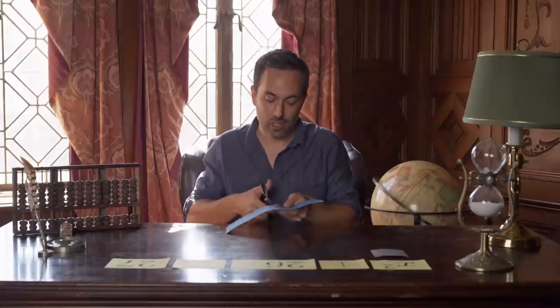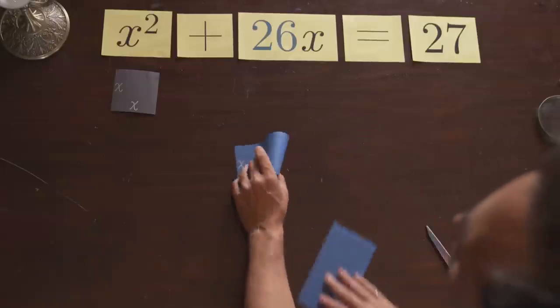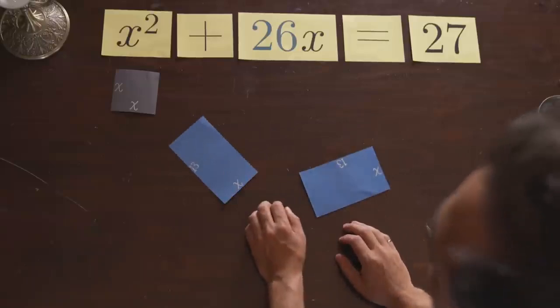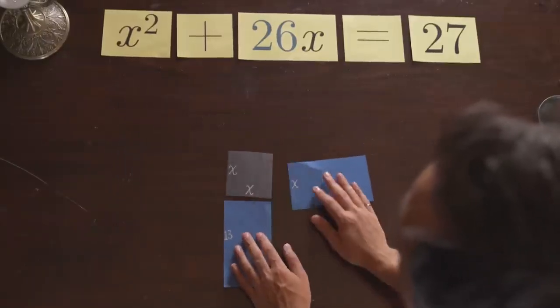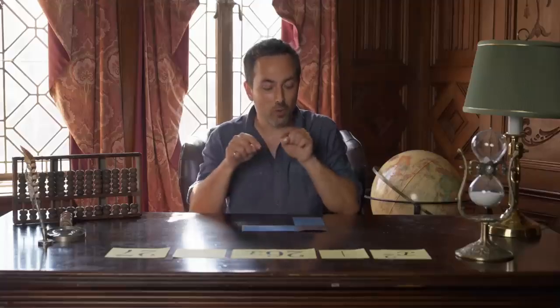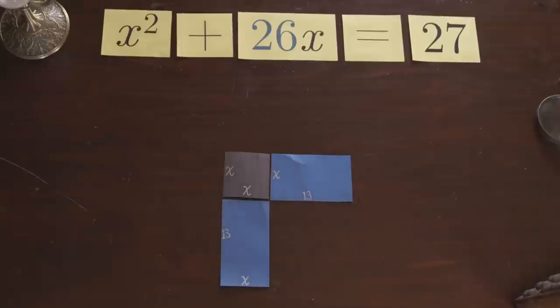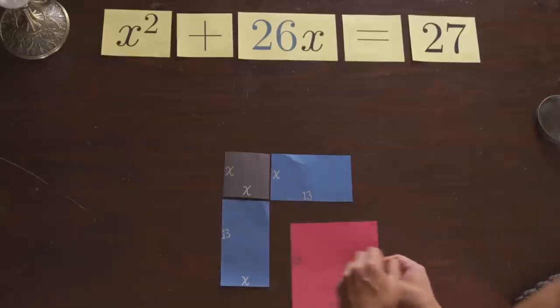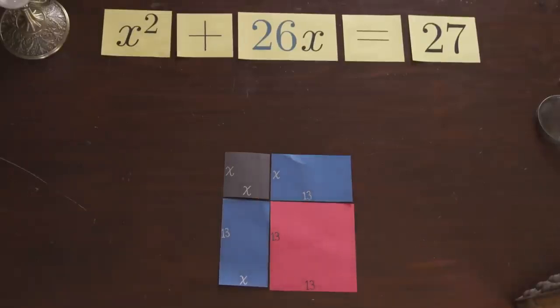So how do we figure out what x is? Well, we can take this 26x rectangle and cut it in half. So now I have two 13x rectangles, and I can position them so the new shape I create is almost a square. It's just missing this section down here. But I know the dimensions of this section, it's just 13 by 13. So I can complete the square by adding in a 13 by 13 square.